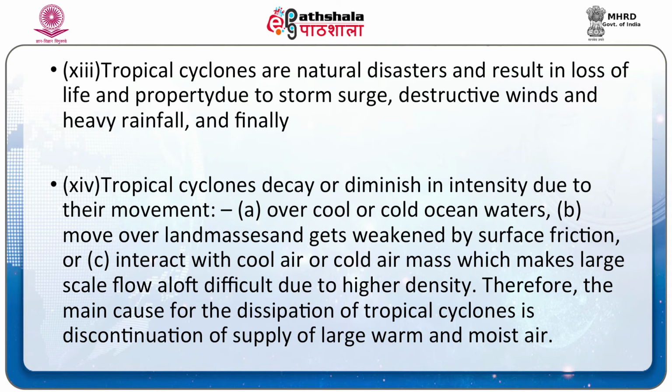Tropical cyclones are natural disasters and result in loss of life and property due to storm surge, destructive winds and heavy rainfall. And finally, tropical cyclones decay or diminish in intensity due to their movement, number 1, over cool or cold ocean waters, number 2, movement over land masses, where they get weakened by surface friction, or due to interaction with cool or cold air mass, which makes large scale flow aloft difficult due to higher density. Therefore, the main cause for dissipation of tropical cyclones is discontinuation of supply of large, warm and moist air.